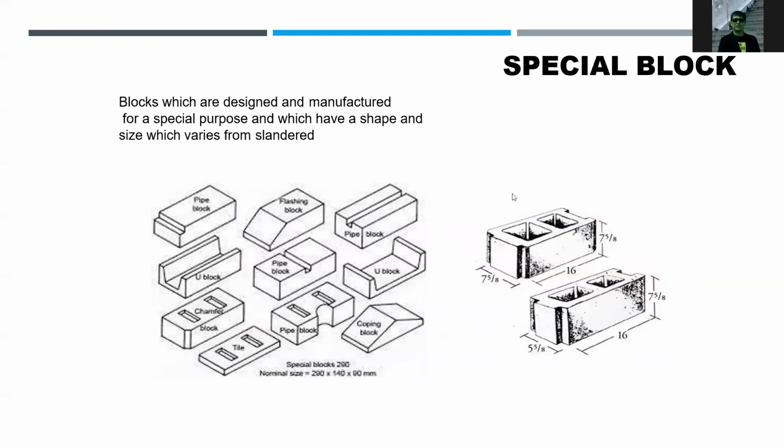So there are also special blocks which are designed and manufactured for special purposes and which have shapes or sizes that vary from standard. As you can see in this figure, we also have different blocks that can be used for laying of pipes, putting chase, putting capping at the end of a block. They are also used for vertical pipe chase, vertical pipelines, horizontal pipelines, and end pipelines. So these are the special blocks that can be used for construction.